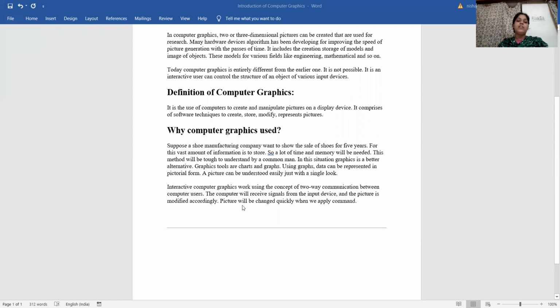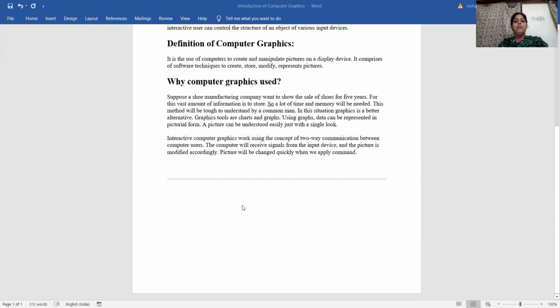Interactive computer graphics works using the concept of two-way communication between the computer and the user. The computer receives a signal from the input device and the picture is modified accordingly. So the picture will change quickly when we apply a command or give any instruction. So frequent changes will occur in the picture. So this is computer graphics.